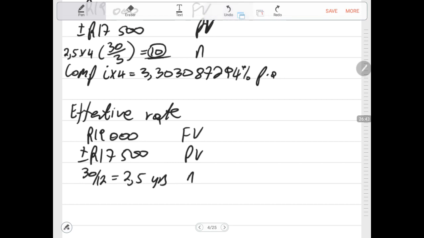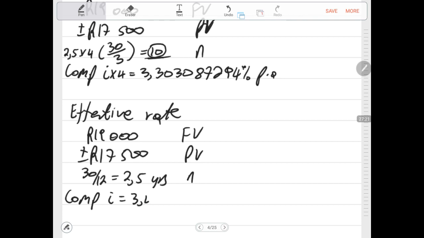It does not matter which approach you use. But as long as at the end of the day your N is in years, not your N in quarters. Because quarterly, monthly, or any compounding are for the nominal rate of interest. We compute our I, then our I will be in years, which is annual equivalent. And effective rate of interest is annual equivalent to an annual rate. 19,000 rands is the future value, 17.5 plus minus present value, 2.5 is our N. Then we compute our interest.